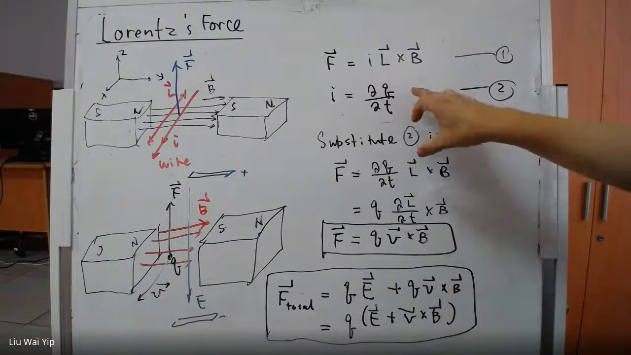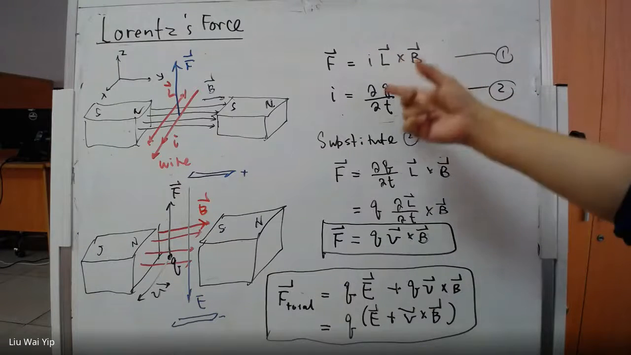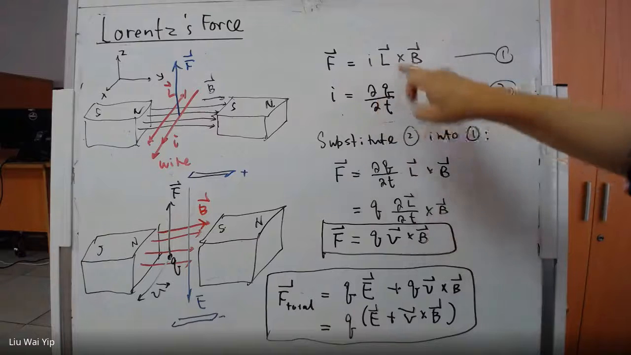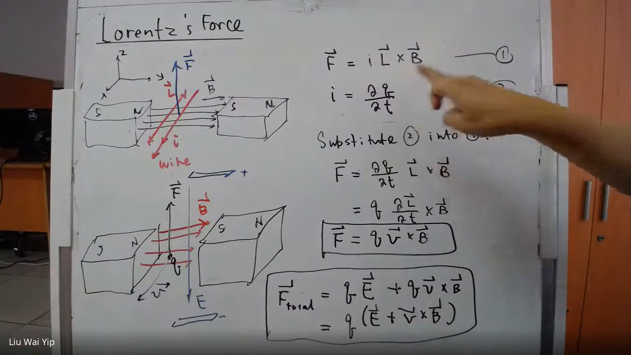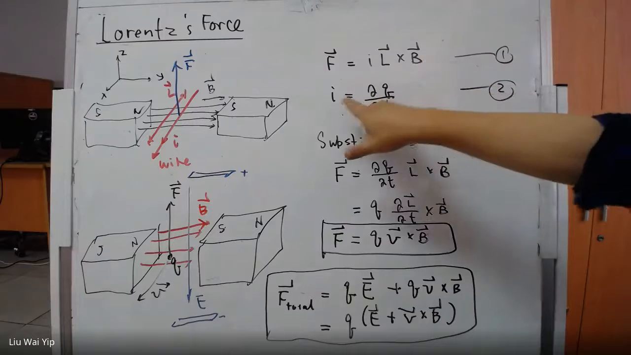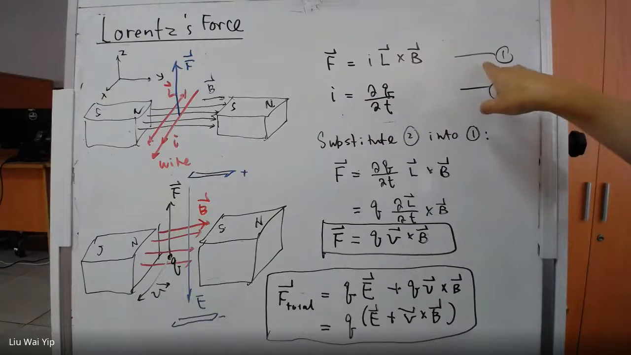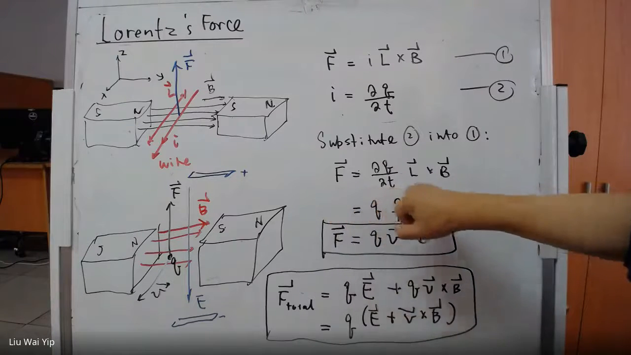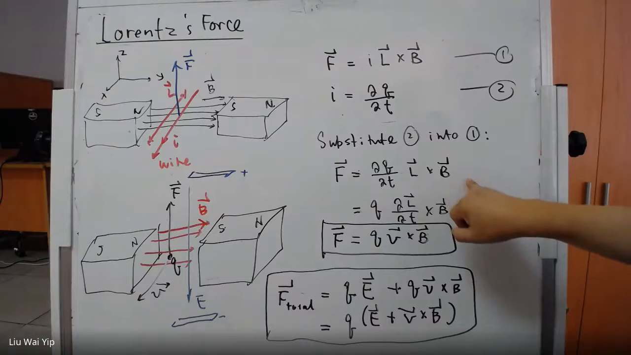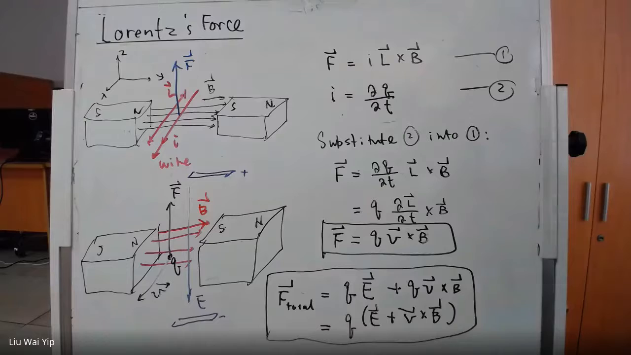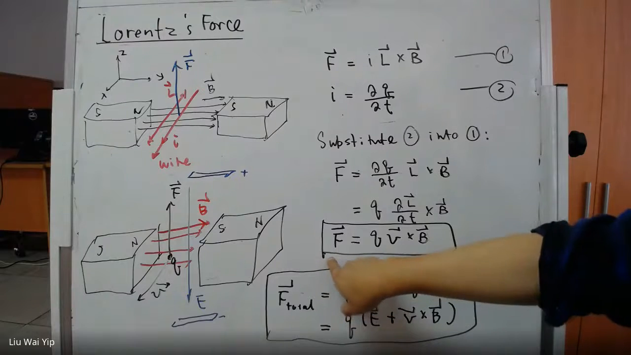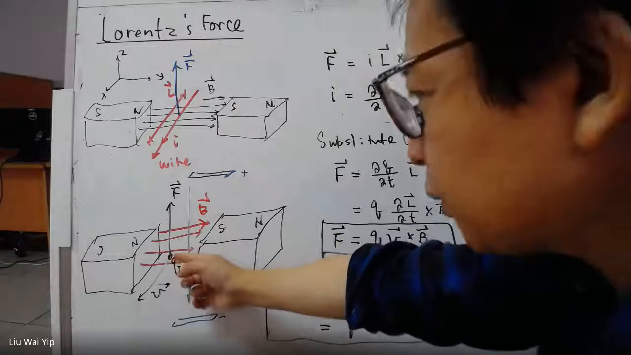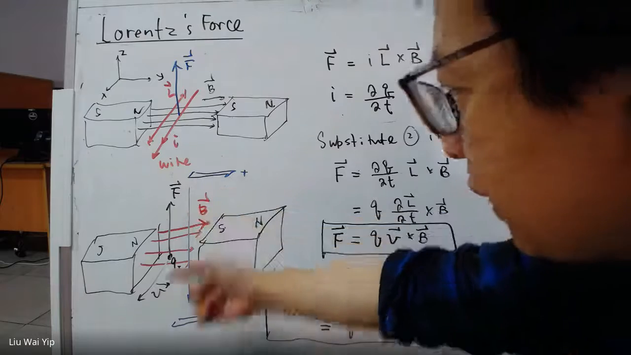So in this case, we can substitute I, which is the conductive current. Conductive current is given by the time derivative of the charge. And if we substitute the time derivative of the charge into the original equation, then we will end up with a fresh equation. And with this equation, we can further develop another formula for Lorentz force. And this formula can be applied to a charged object moving across a magnetic field.